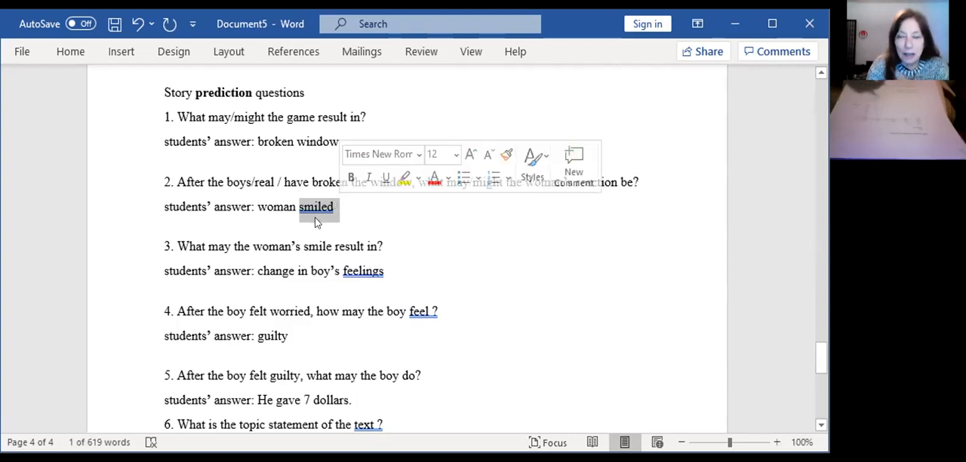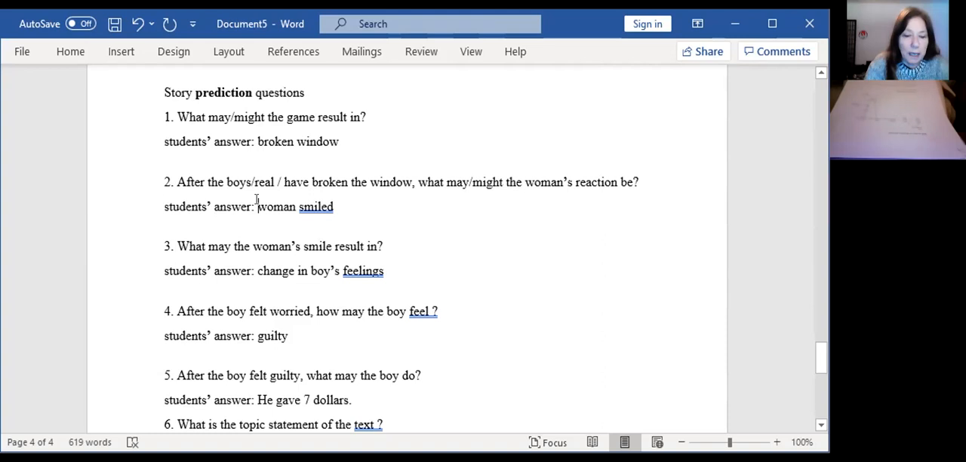Have they read the story? They haven't read the story yet, right? So they don't know that she smiled, do they? They don't know, right? Do they think she might smile? I think students will say the woman will be angry. Right. Students' probable answer, the woman will be angry. Okay. I don't think they'll guess that she smiled. Will be angry. That's most people's reaction, isn't it? If somebody breaks their window deliberately, the natural reaction for most people is to be angry. Right? So we don't know she's going to smile.